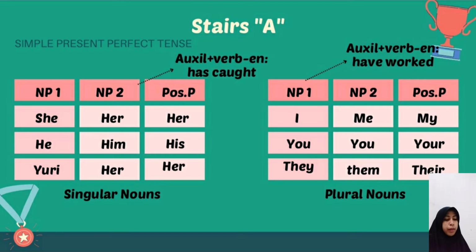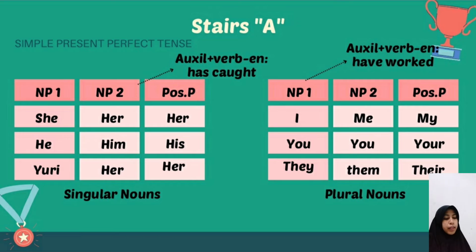Okay, here is a table containing NP1, NP2, and post-P. For example, NP1 is she, he, and Yuri. NP2 is her, him, and her. Post-P is for her, his, and her. This first table includes singular nouns. Its verb is earn, for example, his coat.